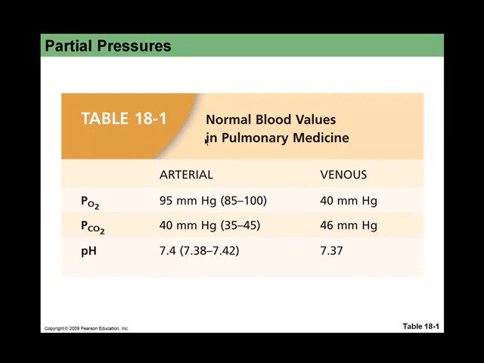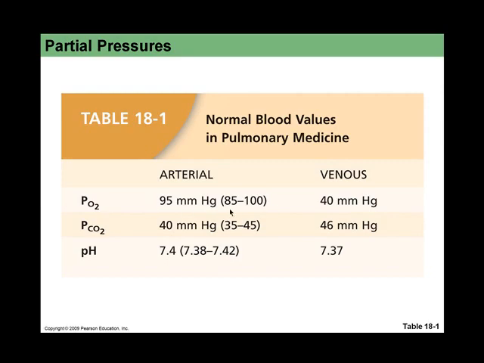Now continuing on with the partial pressures, the normal blood values in pulmonary medicine. These are the values that you'd see in a clinical chart: PO2, PCO2, and pH. These interplay tremendously, and that's what we're proceeding to in our studies. The arterial side and the venous side: PO2 is going to be about 95 millimeters of mercury on average, a range from 85 to 100. So there's always a target mean and a range on either side of it that will describe normal values.